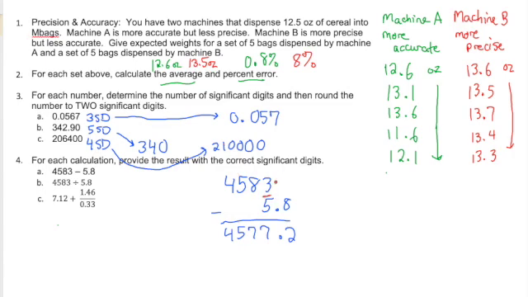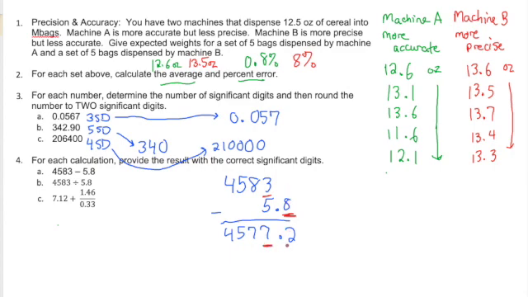This first value has uncertainty in the ones place. It's plus or minus 1. It could be 4,582. It could be 4,584. It's plus or minus 1. This has the uncertainty in the tenths place, 1 after the decimal. It could be 5.9. It could be 5.7. It's plus or minus 0.1.